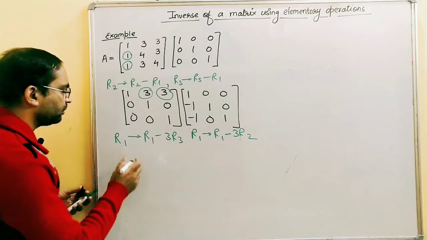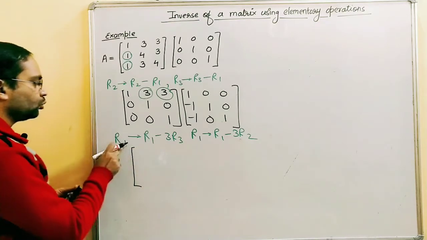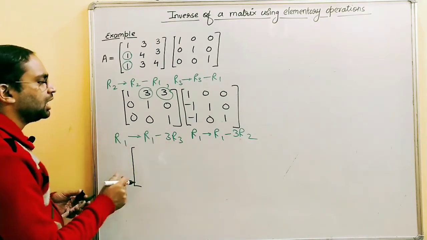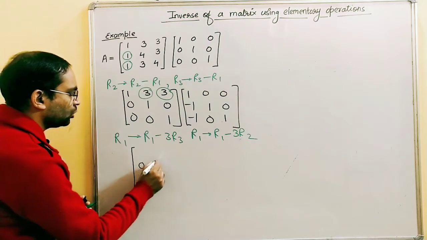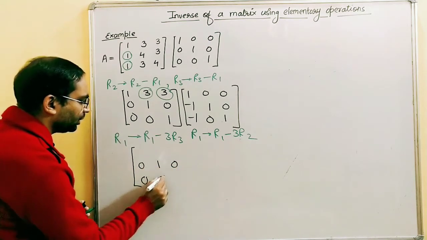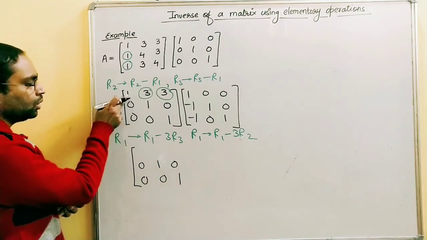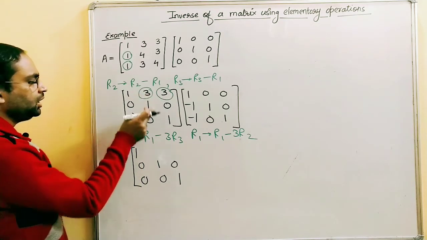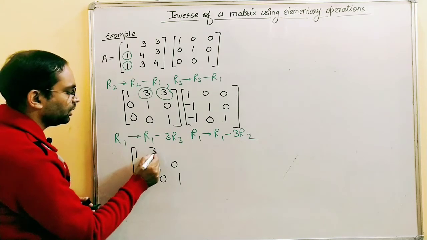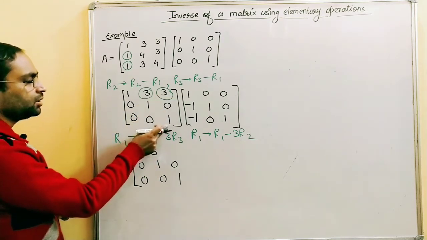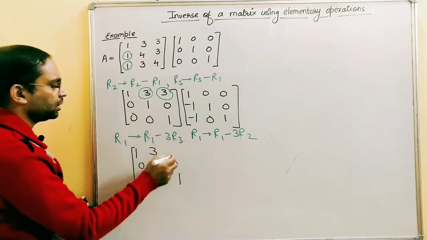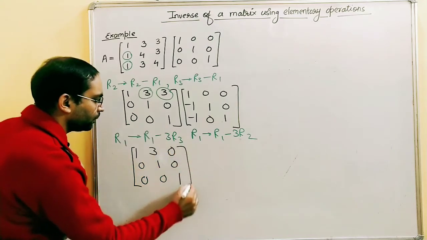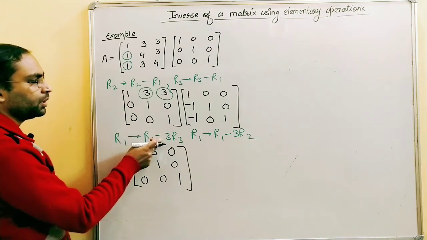So let me write after performing the operation. R1 minus 3R3: in that case, R2 will remain the same, R3 will remain the same. Now this is 1 minus 3 times 0, this will be 1. 3 minus 0 will be 3. And then 3 minus 3R3, that is 3 minus 3, will be 0. So this is after performing this operation.